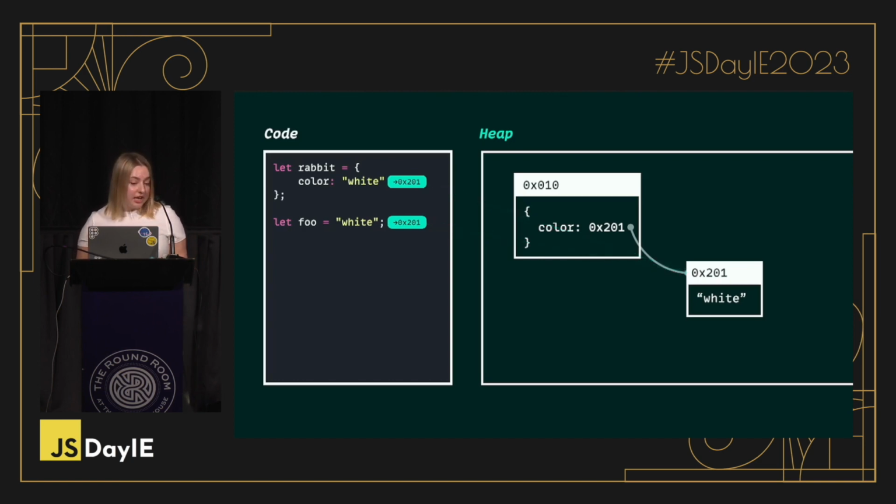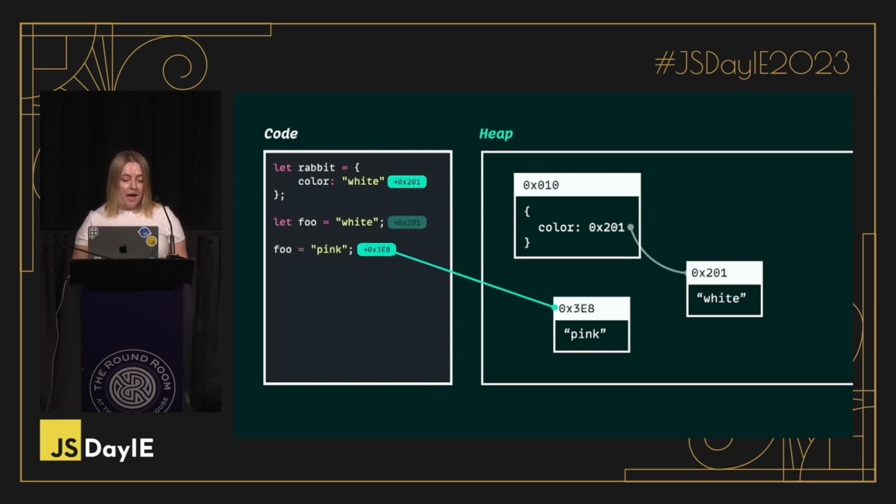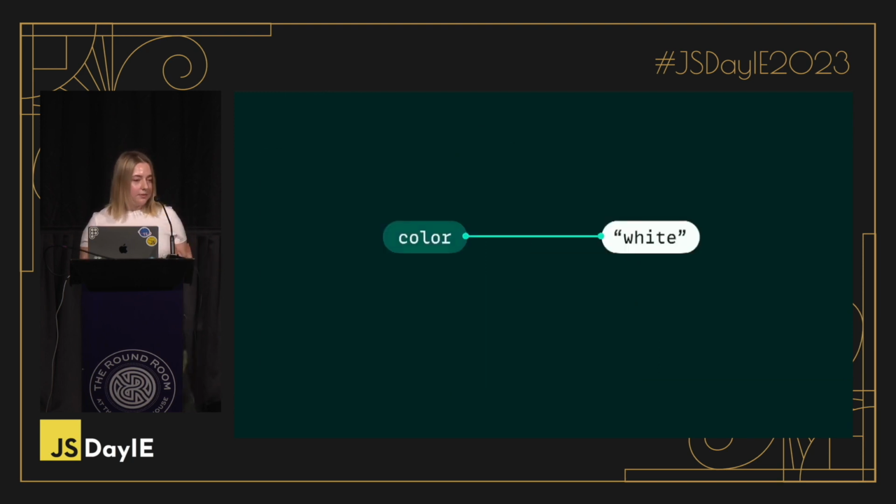Now, if we change foo's value to something different, we would need to allocate the space in the heap again, and then foo's pointer will update to the new location. I really liked the analogy from Dan Abramov's Just JavaScript course, where he proposed to think about all the variables in JavaScript as wires that connect variable declarations to locations where those values are stored. So in our case, when foo's value changes, its wire gets rerouted to a different place.